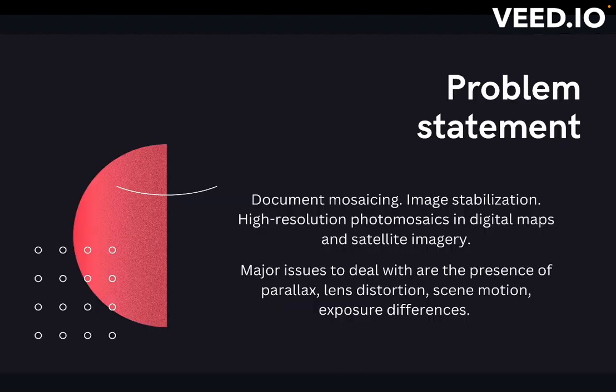So let us begin. Image stitching finds use in various domains such as document mosaicing, image stabilization, high-resolution photo mosaics in digital maps, and satellite imagery. One of the major limitations of current image stitching algorithms is their inability to handle images taken from different perspectives, with different illumination, or when images are rotated.